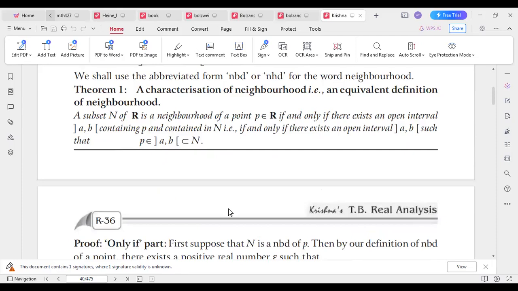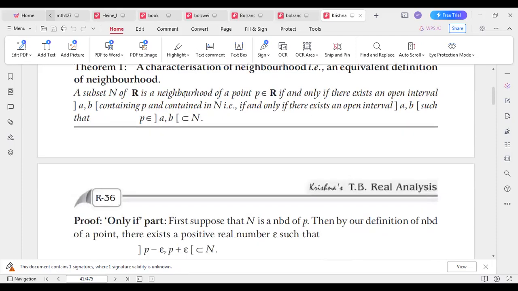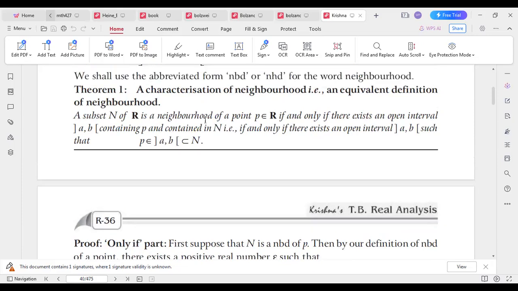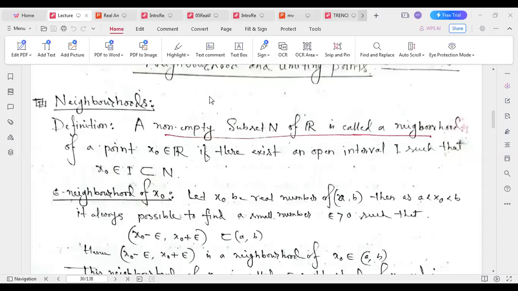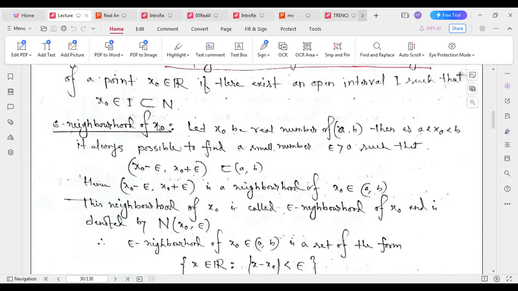Now we can define that a subset N of R is a neighborhood of a point p if and only if there exists an open interval (a, b) containing p contained in N. That is, if and only if there exists an open interval such that p belongs to it and it is a subset of N. So we can define the neighborhood: a non-empty subset N of R is called a neighborhood of a point x naught belonging to R if there exists an open interval I such that x naught belongs to I, which is a subset of N. Now what will be the epsilon neighborhood of x naught?